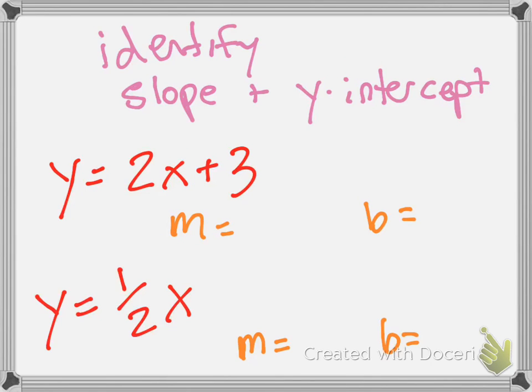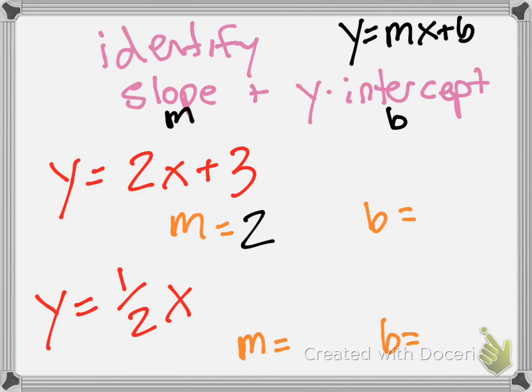So identify the slope and the y-intercept. We know our formula is y equals mx plus b, where m is our slope and b is our y-intercept. So what would our slope be for this first one? Perfect, our slope is 2. What is our b then, Daniel? 3. What about for this next one? What is our slope, Liam? Excellent, it is 1/2. And what is our b, Hannah? 0. Because we don't have any plus or minus anything. There's nothing there, so it's 0.